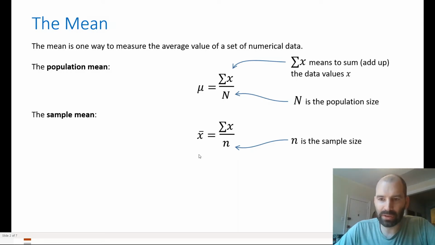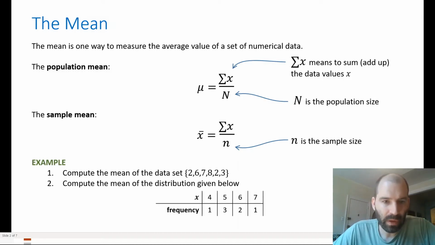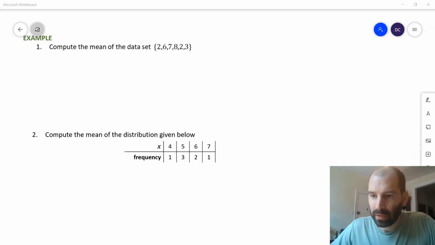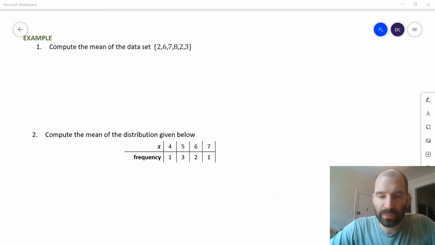Okay, and so what we're going to do is we're going to do a couple examples of computing these. We're going to compute the mean of a data set, and we're going to compute the mean of a frequency distribution. Okay, so here we go. Let's compute the mean of this data set.